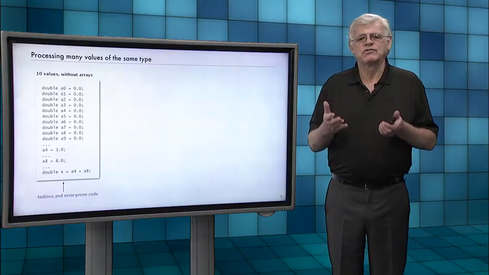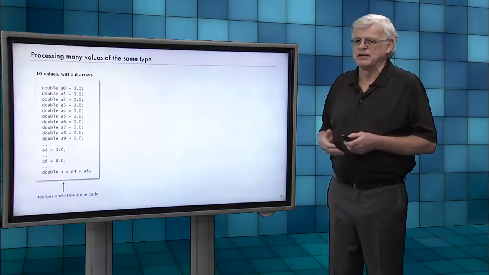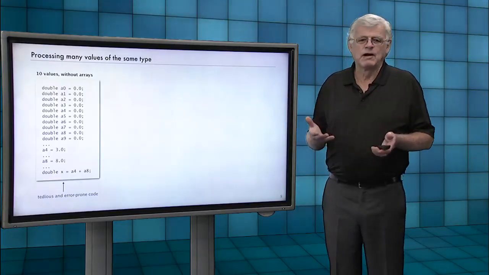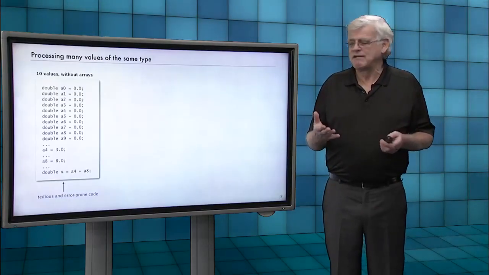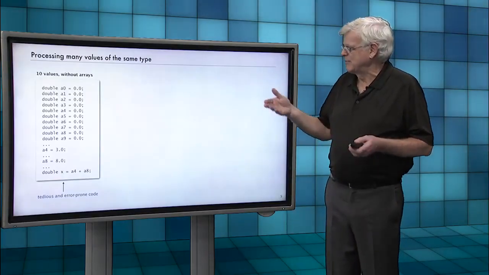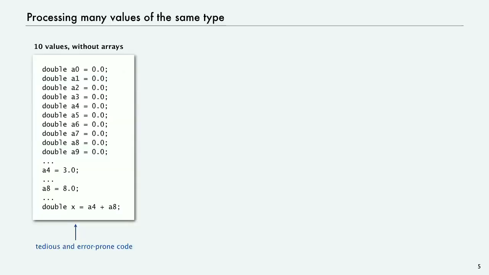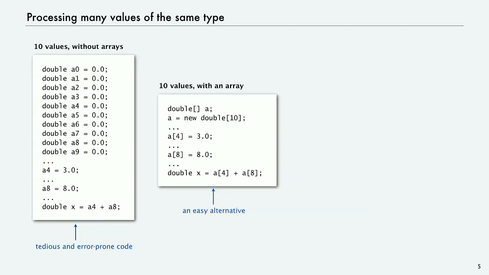So what does it mean to process many values of the same type? Here's an example that we could write after the first lecture without using arrays at all. In this case, maybe we have 10 items of data and we just name them a0 through a9. If we want to refer to the fifth one, we could say a4 equals 3.0, or the ninth one, a8 equals 8.0, and so forth, and even use them in arithmetic expressions. But after a while, you can see that it would be very tedious and error-prone to have code of this sort. A much simpler way to do it is using an array.